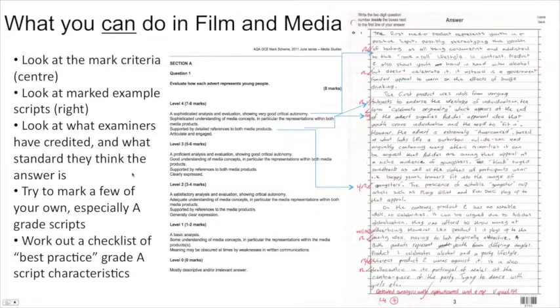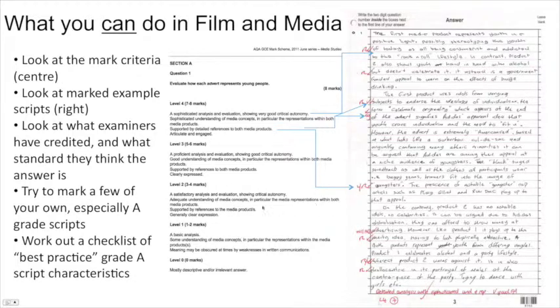Once you've done that, you can then look at the marks that they've given them. So this is a level 4 answer, it's given 7 marks. You can start working out, well, what were they looking for? How many points have been made? What sort of things have been made?